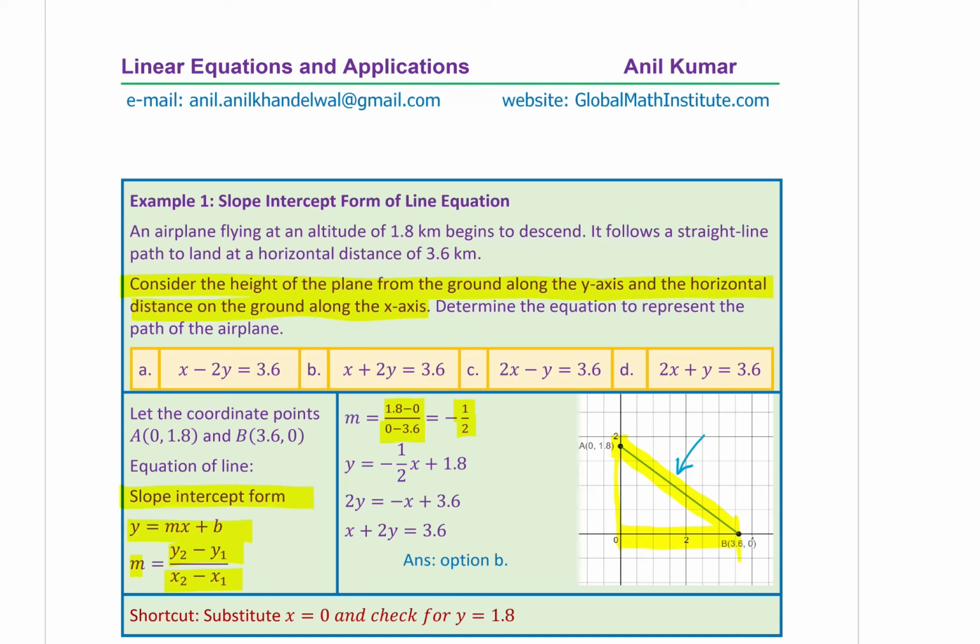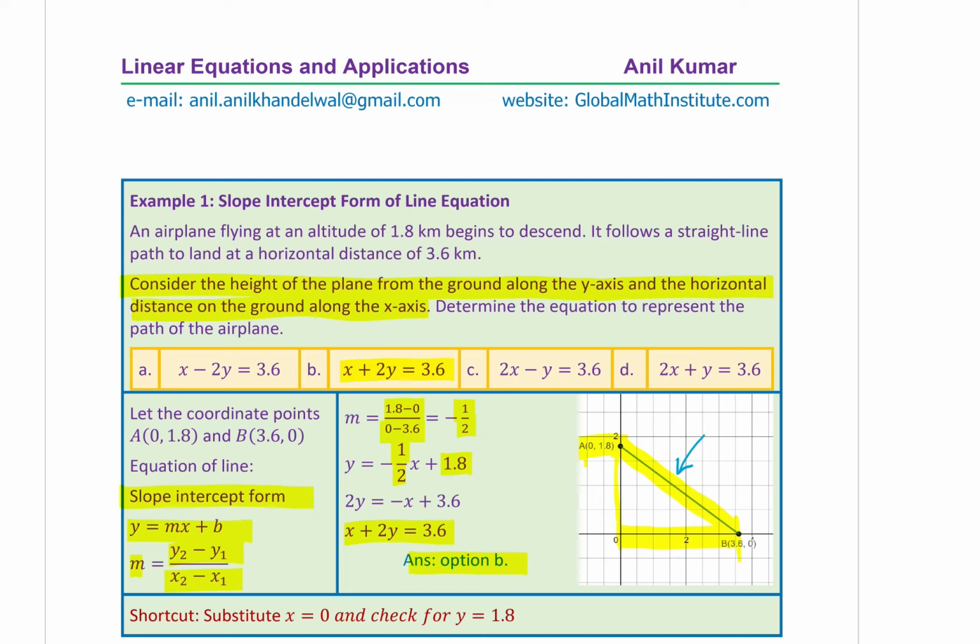Now, writing negative half for m, and b we know is 1.8. And so we have the equation. It could be written in standard form or the form in which we need. It's a multiple choice question, correct? So we can now match which option is the same as our result. And the option clearly is B. So that is how you could get the answer to this particular question.